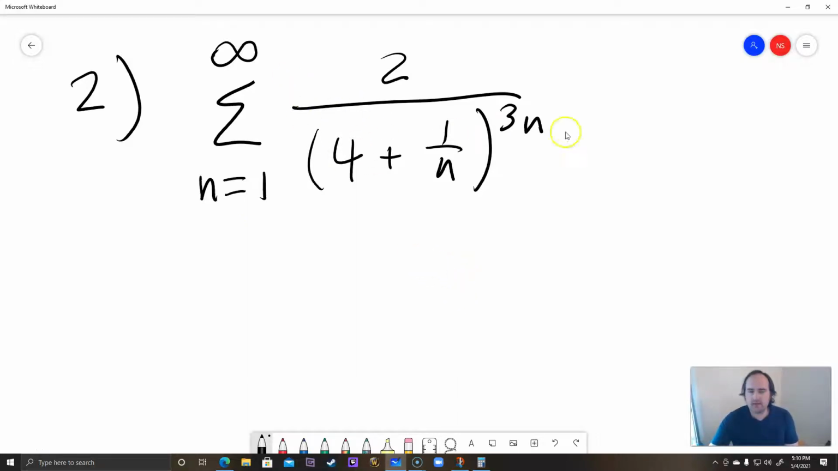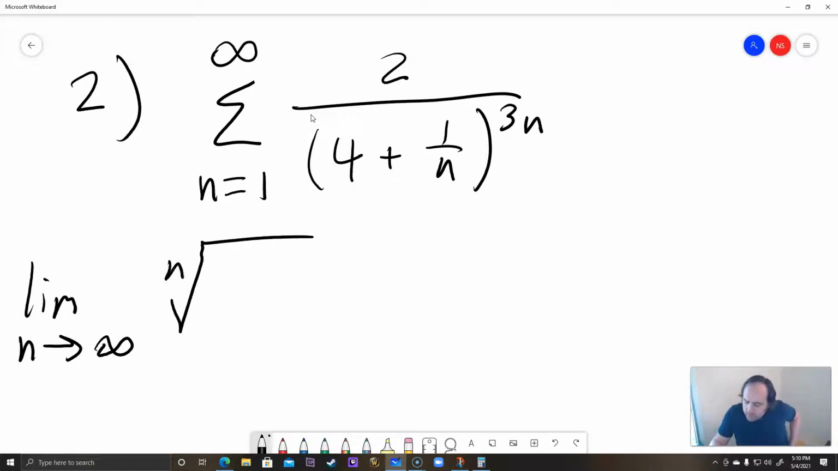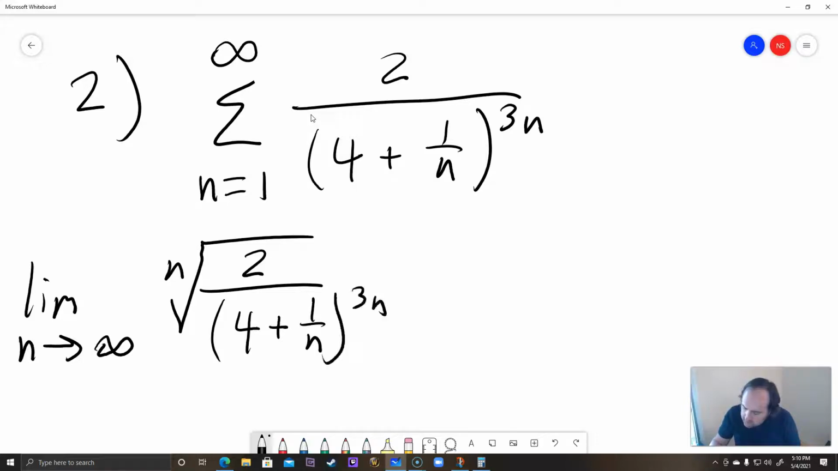So once again, we're going to be taking the limit as n goes to infinity of the nth root of this expression. So you have the limit as n goes to infinity of the nth root of 2 over the quantity 4 plus 1 over n, quantity to the 3n, and then don't forget you still have an absolute value over everything inside of the radical.